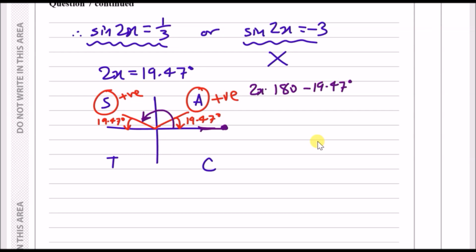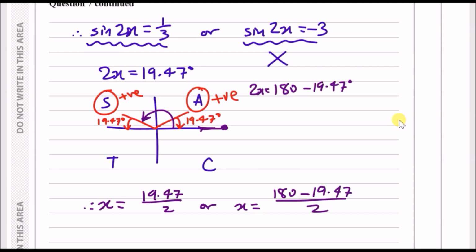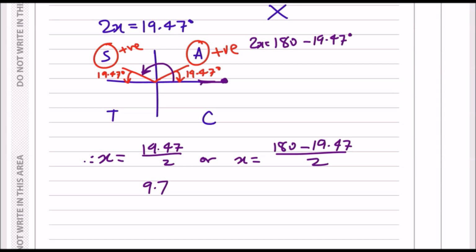But this is for 2x, right? And of course the first result is just from 0 to 19.47, which we have. Now that means to get the actual value of x, we just got to halve both these answers. So x is going to be 19.47 over 2, or x is going to equal the other one, 180 minus 19.47 over 2, and this should give us 9.74 degrees, or 80.26 degrees. And that's it, guys.